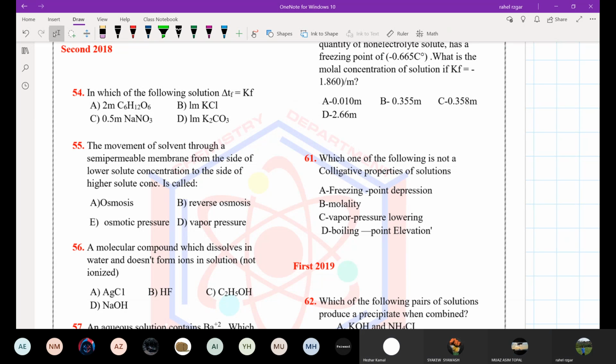Is it C? Yes, the answer is actually C. Why? Because C says 1Kf. C is 0.5 times a factor of 2 times Kf, so it will become 1Kf. That's why the answer is C. Right answer is C.